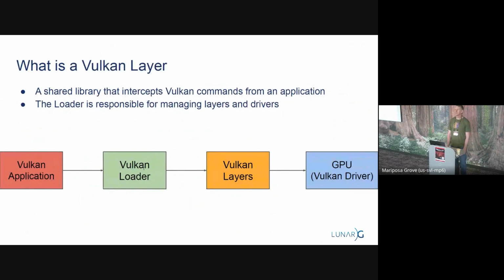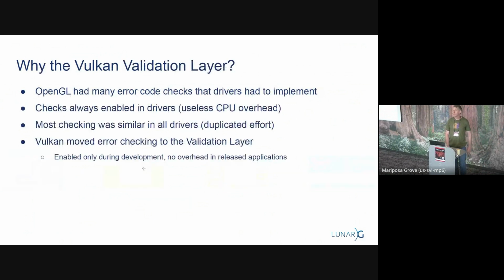So Charles just completely described what a layer is. Validation is implemented in a layer. The reason for that is kind of a development out of OpenGL, where every driver had to implement all the error checking, and it was essentially the same code replicated across N implementations. And it was always running, which added CPU overhead. And so Vulkan decided that that was inefficient, and we just have it in this validation layer. It'd be enabled for development, but not in released applications.